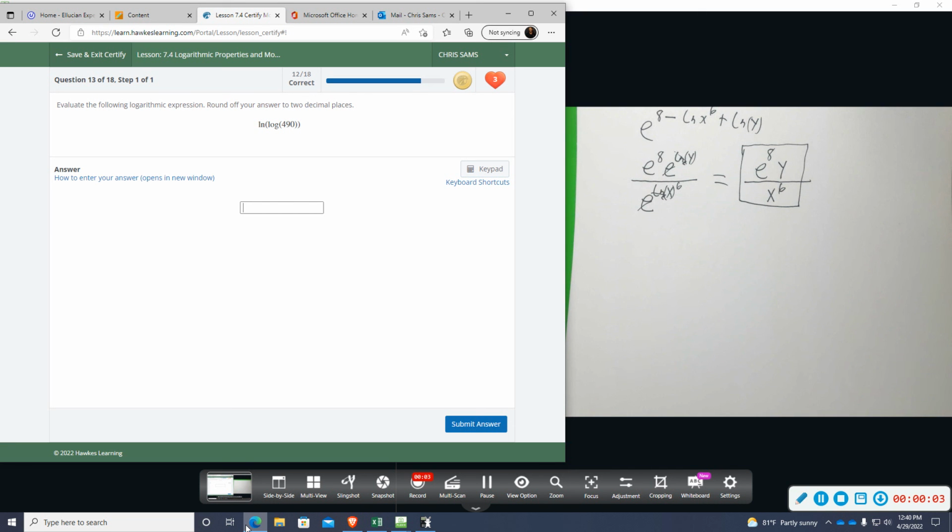Number 13, we want to evaluate the log, and we're going to round off to 2 decimal places. I think just because it says evaluate, it wants us to put it in the calculator. It doesn't look like there's a whole lot we can do by hand.